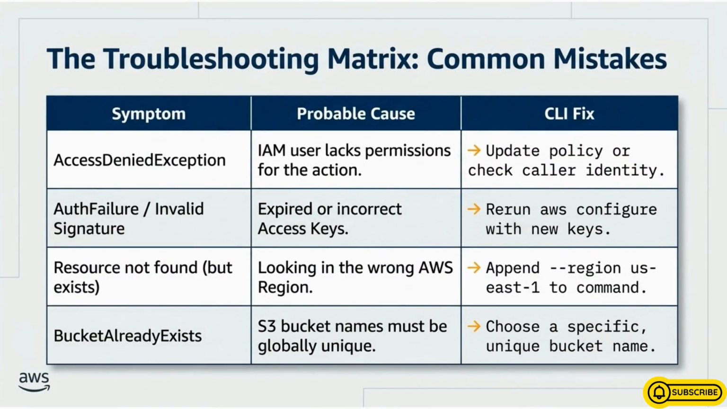Beginners often face AWS CLI errors, and that is normal. AccessDenied exception usually means your IAM user does not have enough permission. Auth failure may mean expired or incorrect access keys. Resource not found can happen when you are using the wrong AWS region. Bucket already exists means S3 bucket names must be globally unique. Troubleshooting becomes easier when you understand the error message and check identity, permissions, region, and resource names.